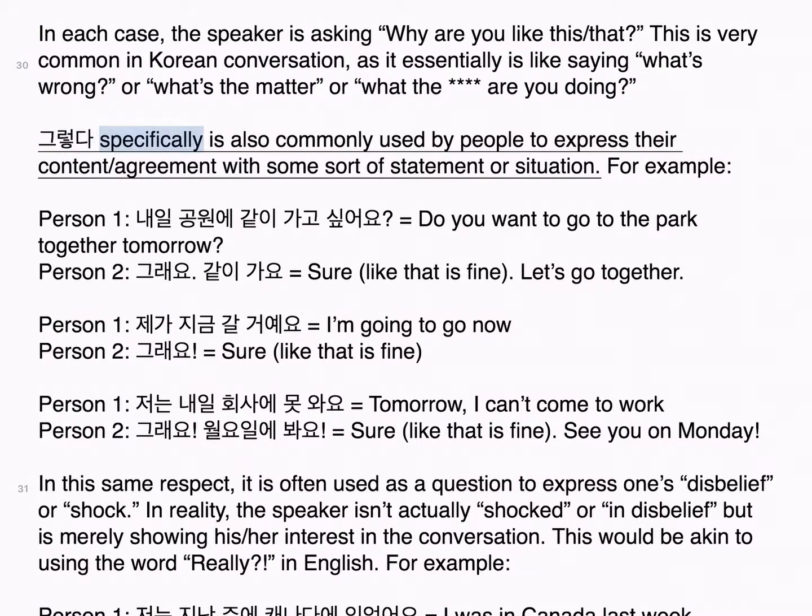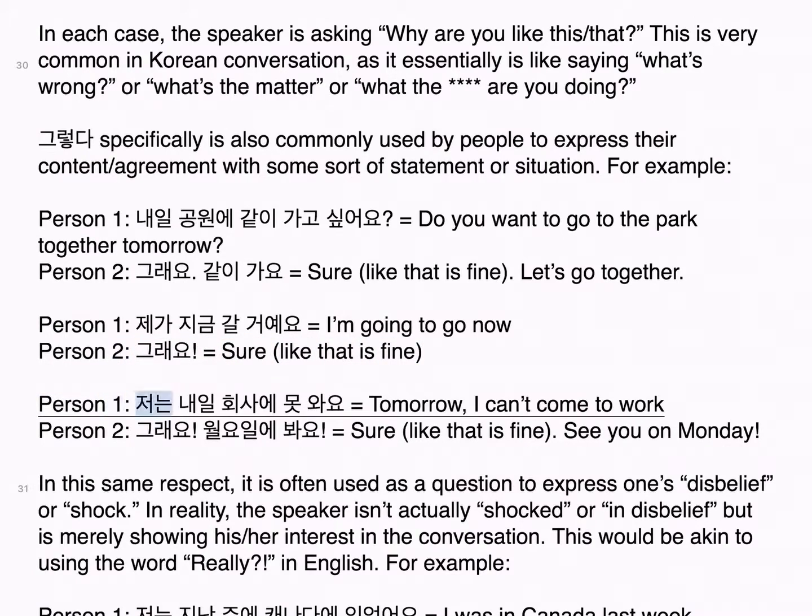그렇다 specifically is also commonly used by people to express their agreement with some sort of statement or situation. For example, person 1: 내일 공원에 같이 가고 싶어요. Do you want to go to the park together tomorrow? Person 2: 그래요. 같이 가요. Sure, like that is fine. Let's go together. Person 1: 제가 지금 갈 거예요. I'm going to go now. Person 2: 그래요. Sure, like that is fine.